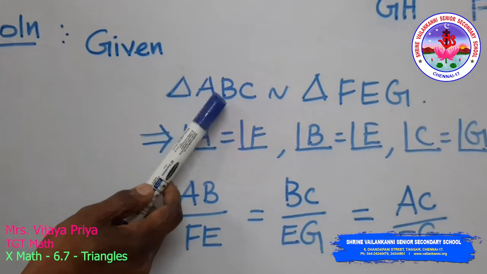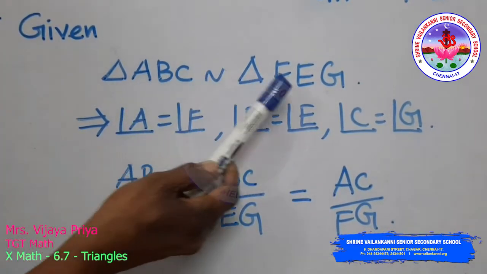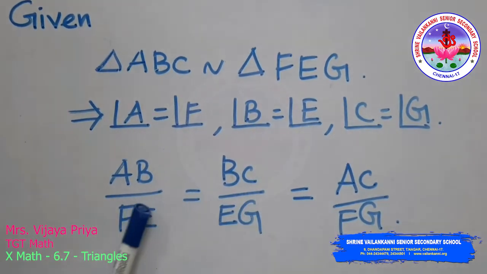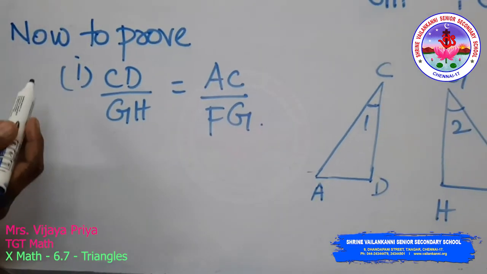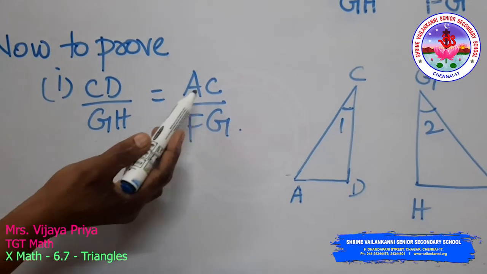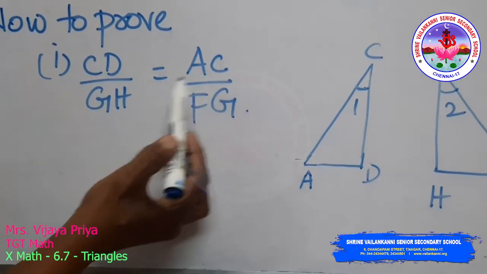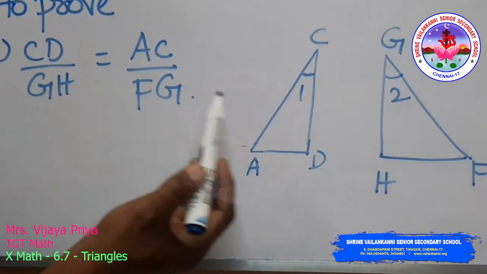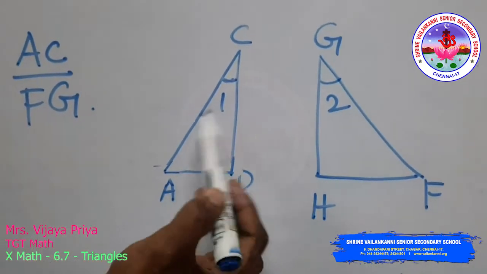given triangle ABC is similar to triangle FEG. Since these two triangles are similar, their corresponding angles are equal and their corresponding sides are in proportion. Now we want to prove CD by GH is equal to AC by FG. I am going to take the triangles which are involving these sides and draw the triangles separately. I have taken this from the full triangle.